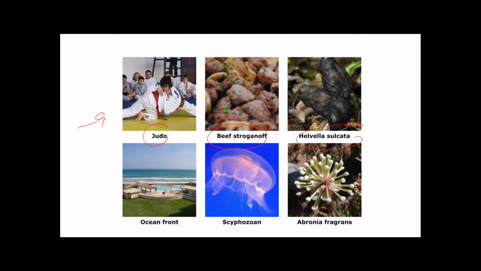This is Halvella sulcata. Never heard of this plant or mushroom. This is Abronia fragrans. Never heard of it. Scyphozoan. Never heard of it. Oceanfront. I would recognize that, of course. But the key is that this network is able to recognize images that you would have trouble identifying.